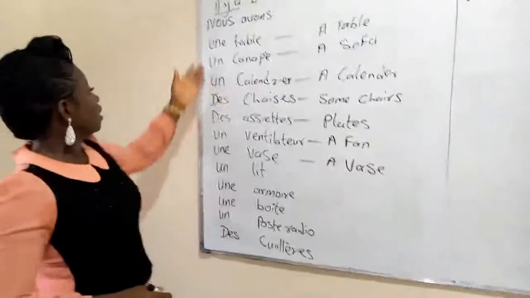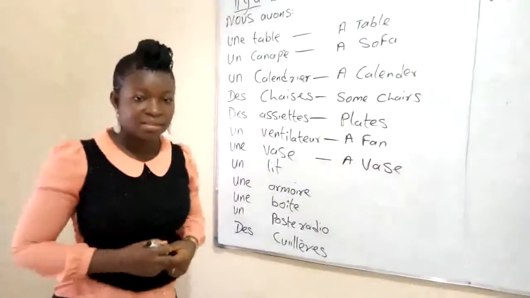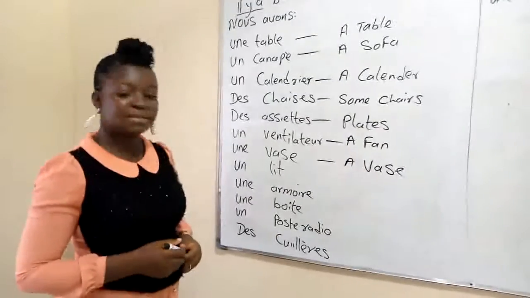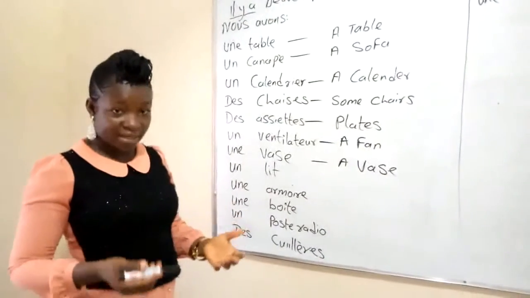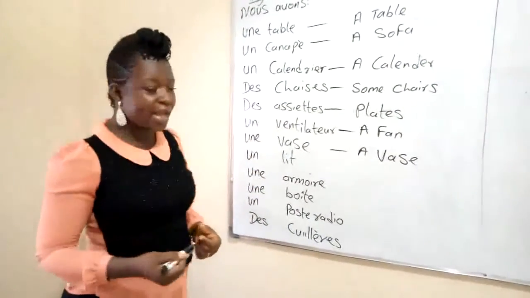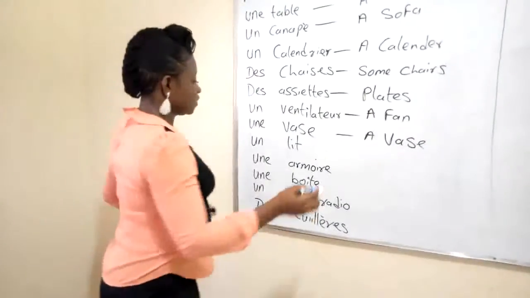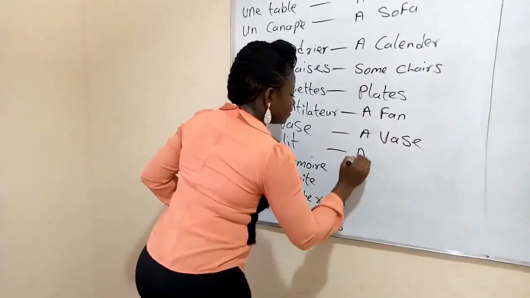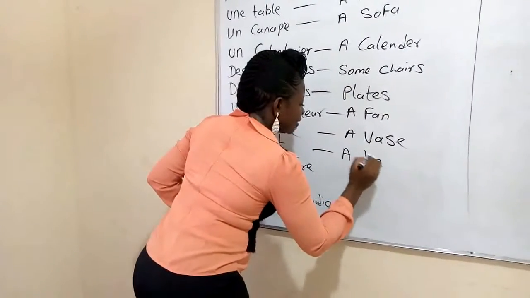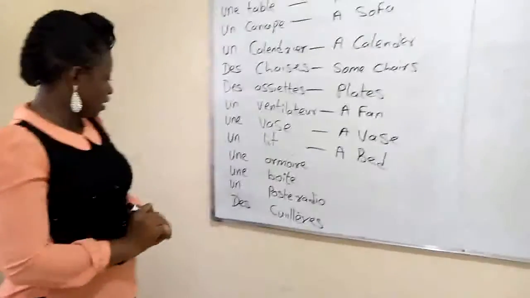Alright. Another one is nous avons un lit. Nous avons un lit. We have a bed in the house. Am I correct? So lit here is a bed. Nous avons un lit. A bed. We have a bed. Okay.